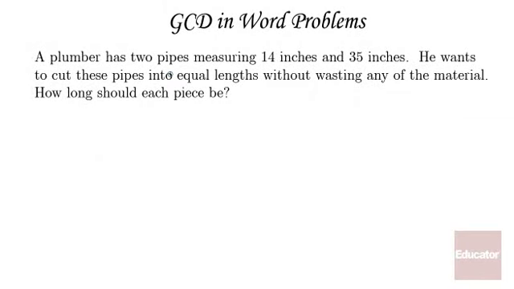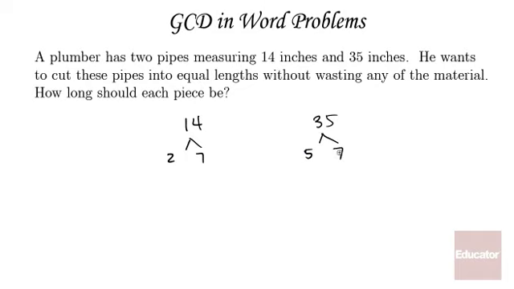A plumber has 2 pipes measuring 14 inches and 35 inches. He wants to cut these pipes into equal lengths without wasting any of the material. How long should each pipe be? So he wants to cut the pipes at the same lengths, but he doesn't want to have any left over. So that means we should be able to find a factor that we can divide into both evenly. So let's find their common factor.